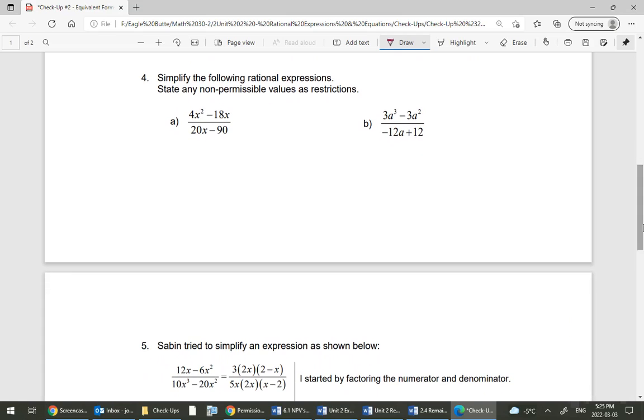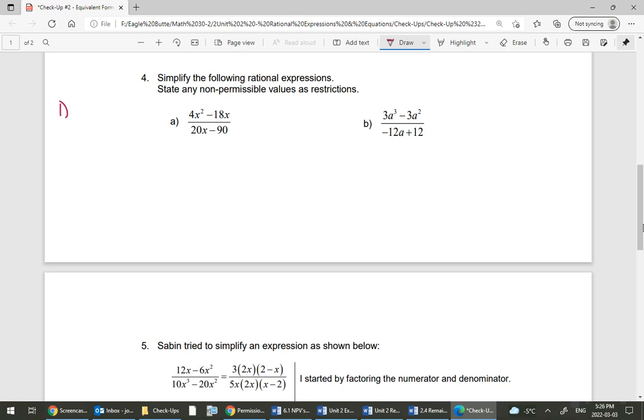Now we're going to take a look at simplifying. So this is the part that you were introduced to yesterday. Again, if you're having trouble with any of this, I will be available at the school that you can come and ask for help. Same thing goes if you have any questions from the homework. So simplify the following rational expressions and state any NPVs.